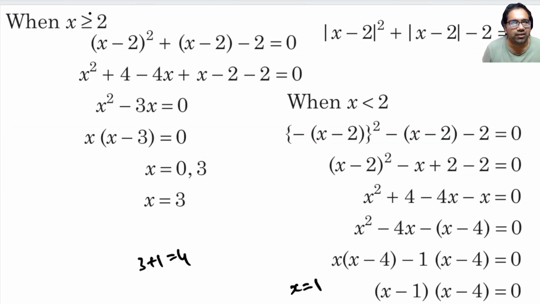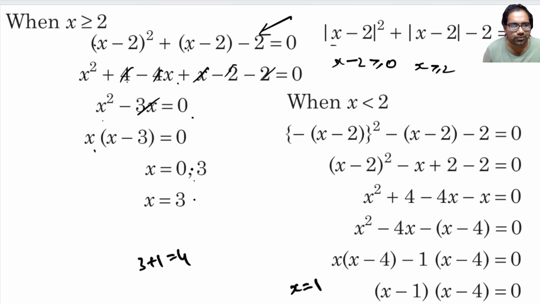For example, when x minus 2 is greater than or equal to 0, that means x is greater than or equal to 2. Then absolute value of x minus 2 would be x minus 2. So this equation will transform to x minus 2 whole square plus x minus 2 minus 2 equals 0. If we expand, this becomes x square plus 4 minus 4x plus x minus 2 equals 0. So minus 4x plus x will become minus 3x, and 4 minus 2 will become 2... x square minus 3x equals 0. That means x into x minus 3 equals 0, x equal to 0 or 3.